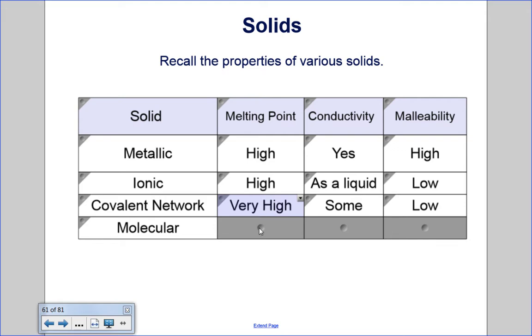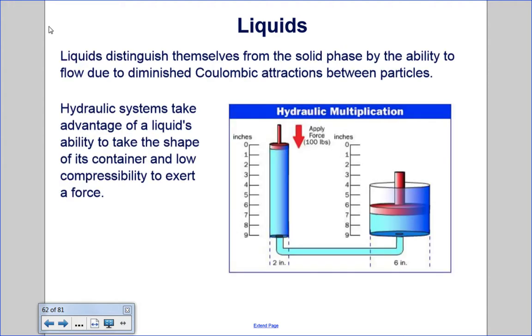Finally, molecules. Molecules are only held together by IMFs. Therefore, their melting point is low. The electrons are completely bound up in the molecules. Therefore, they're not mobile. They are not conductive. And in fact, what we use for insulators, things like wood and plastic, are all molecular compounds. Finally, malleability. Again, there's no mobility of the electrons, so molecular compounds are not malleable.